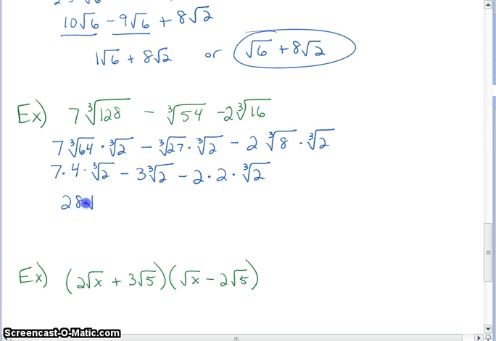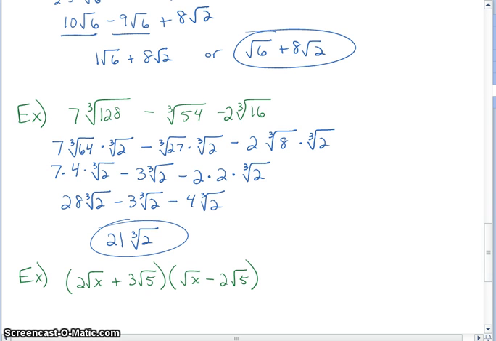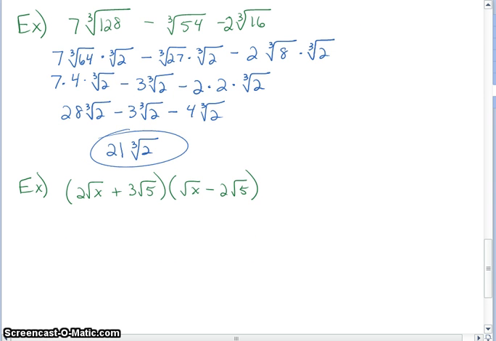So now I have 28 cube root of 2 minus 3 cube root of 2 minus 4 cube root of 2. So 28 minus 3 is 25 minus 4 is 21 cube root of 2. This time they were all like terms because they were all the cube root of 2. Final answer. One term. Monomial there.